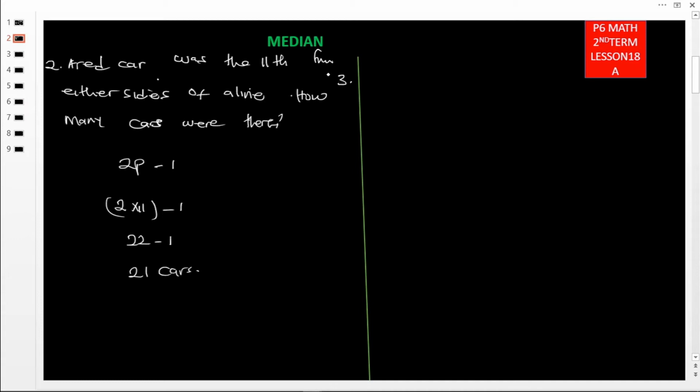Example number 3. Here they are telling us that John was the 5th boy on the bench.